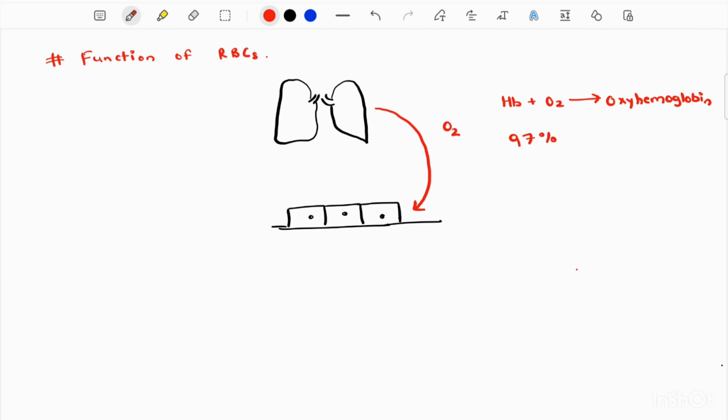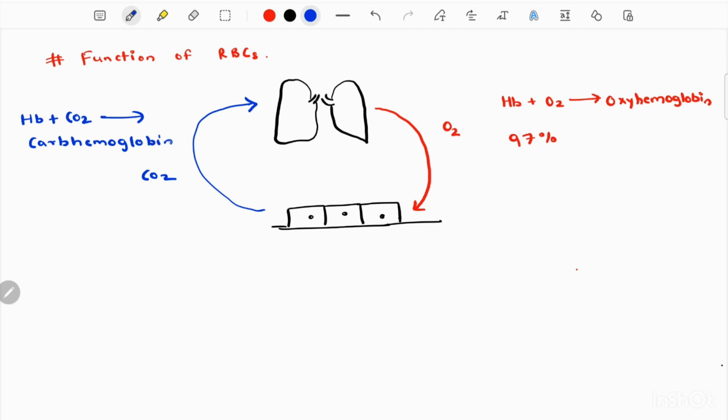Second function is transport of carbon dioxide from the tissue to the lung in the form of carbhemoglobin, where hemoglobin combines with carbon dioxide to form carbhemoglobin, and about 30 to 40% of carbon dioxide is transported in this form. The rest, 60%, is transported in the form of bicarbonate from the tissue to the lung.